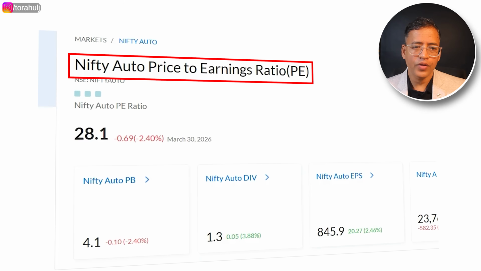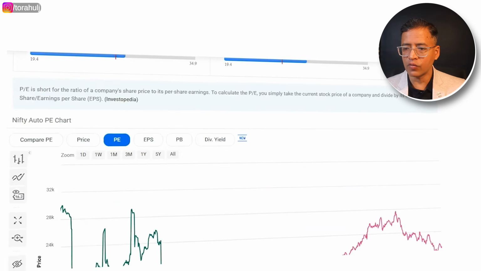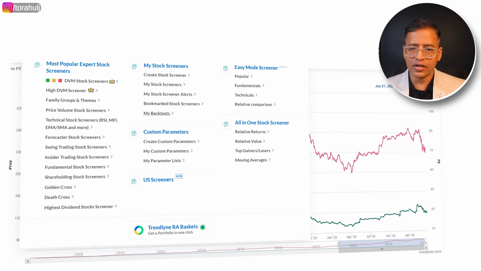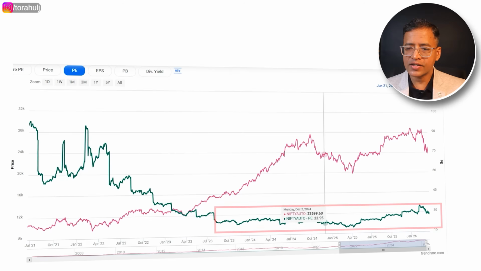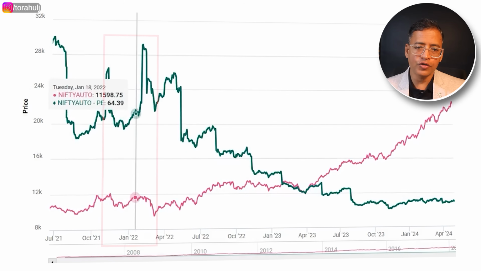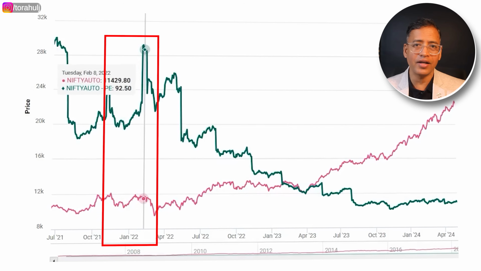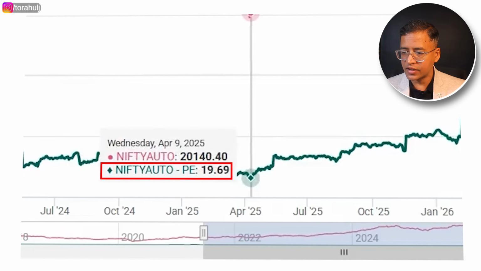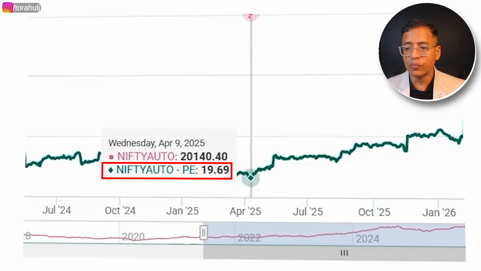Look at Nifty Auto. PE ratio is at around 28.1. And if I show you the last few years data points here, the green line that you see here, this is the PE ratio. Back in January 2022 timeframe, the PE was huge, 64, 70, 90, 80. It then dropped to around here. If you look at this data point, April 2025, around 19.69.